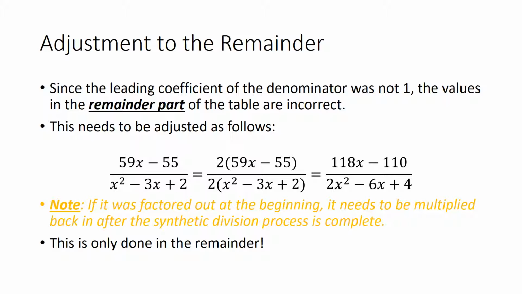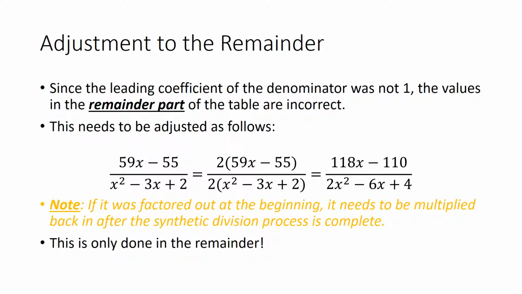Now, because the leading coefficient in the denominator was not 1 initially, the values in the remainder part of the table are incorrect. This needs to be adjusted as follows. Right now we have 59x minus 55 divided by x squared minus 3x plus 2. But remember, way back at the beginning, we factored out that 2 so that we could do the synthetic division. Now we need to put that back in. So we multiply the bottom by 2 in order to get back to our original denominator, but we can't just multiply the bottom by 2, we've also got to multiply the top by 2. And when we do that, we get 118x minus 110 divided by 2x squared minus 6x plus 4.